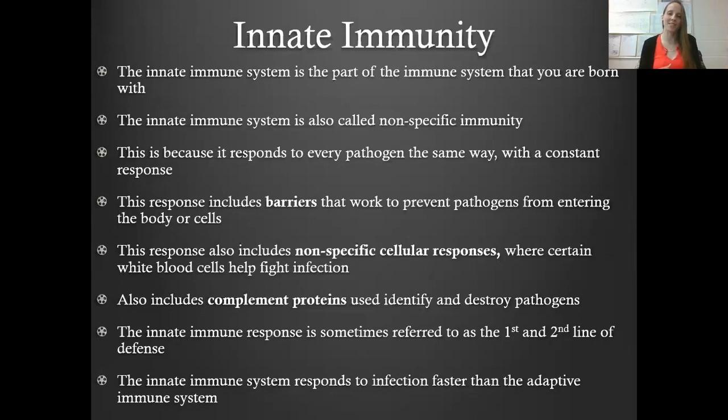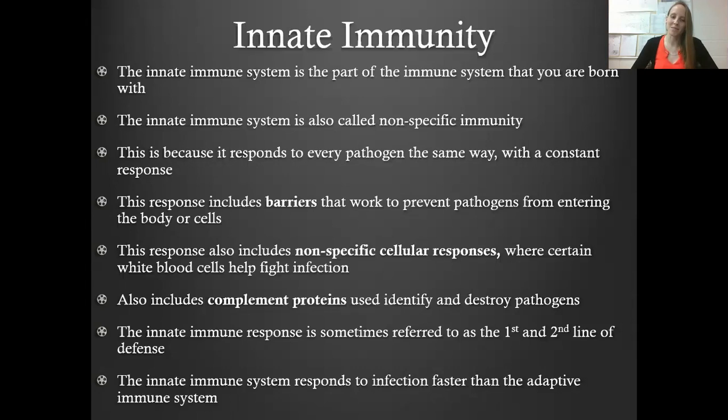Innate immunity is the part of the immune system that you're born with. It's also called the non-specific part of your immune system because it responds to every single pathogen the same way. It just has a constant, immediate response to any foreign body that it detects. The innate immune system includes your barriers, which try to prevent pathogens from getting into your body in the first place. It also includes the non-specific cellular responses, where certain white blood cells help to fight infections. And then it also includes the complement proteins.